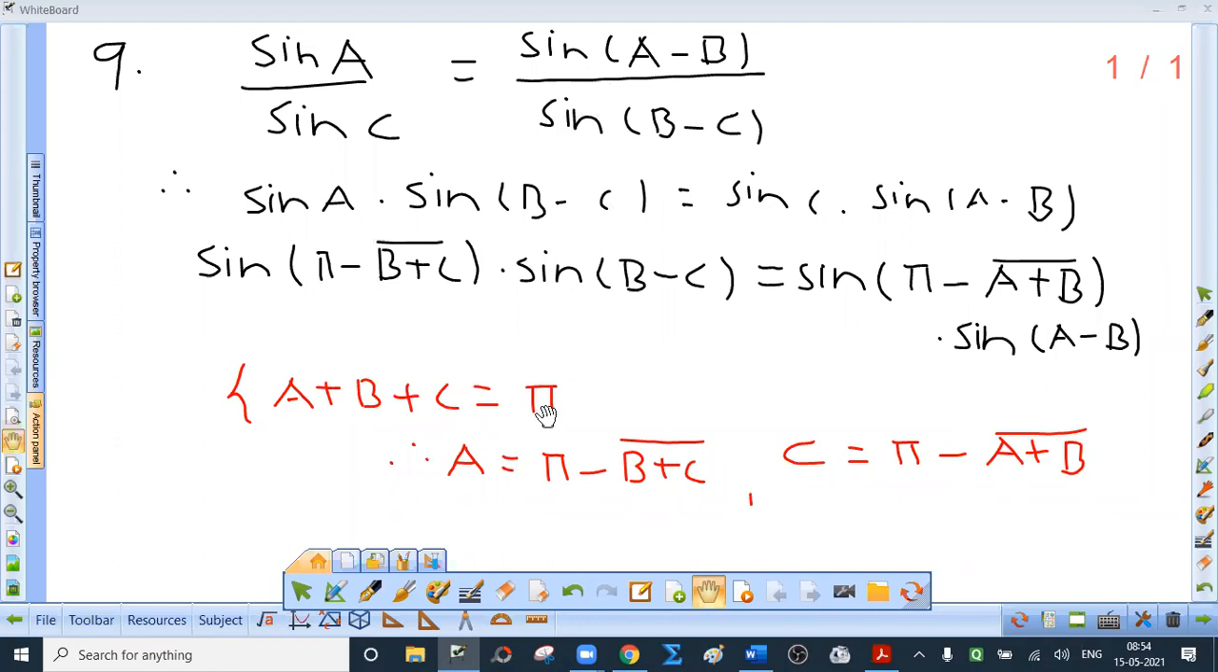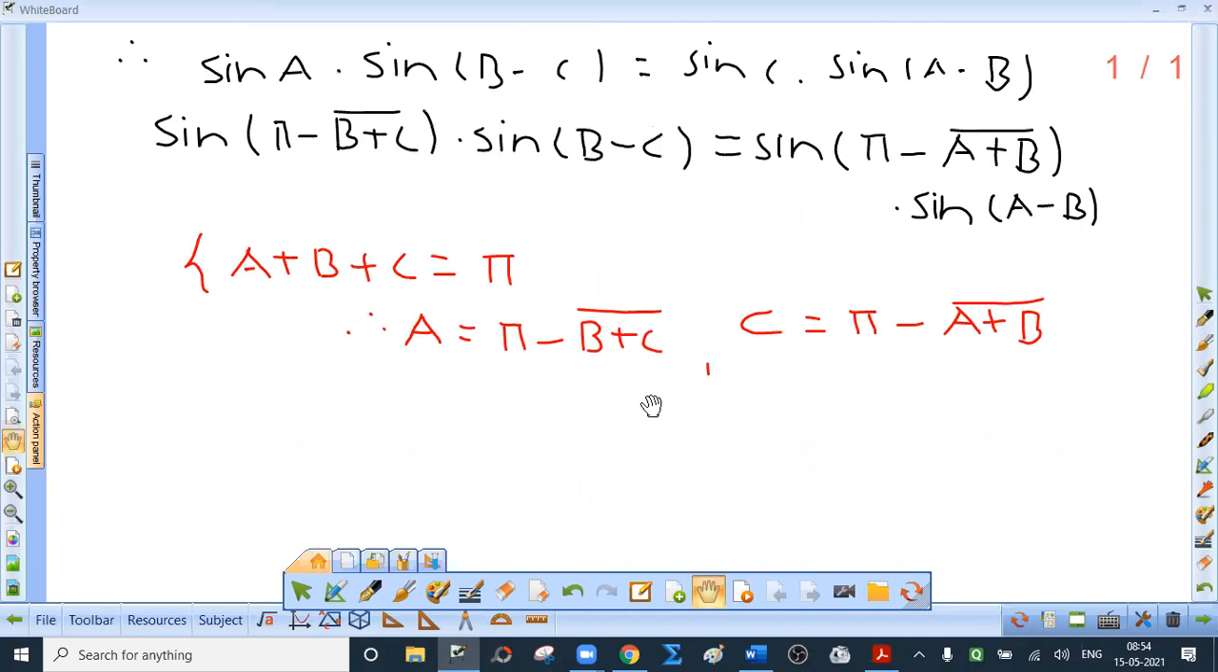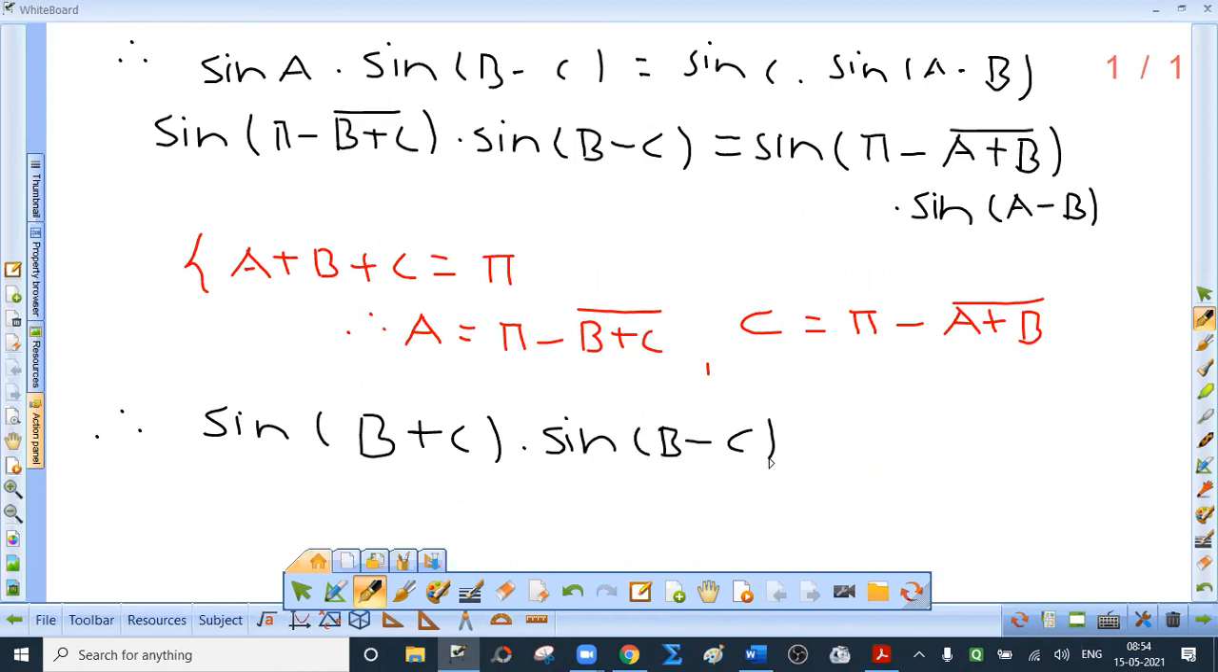Now A plus B plus C is pi. So what is A? Pi minus bracket B plus C. See, bar means bracket. So sin of pi minus (B plus C) into sin of B minus C equals sin of pi minus (A plus B) into sin of A minus B. Now sin of 180 minus theta is nothing but sin theta. Therefore, this is sin of B plus C into sin of B minus C equal to sin of A plus B into sin of A minus B.